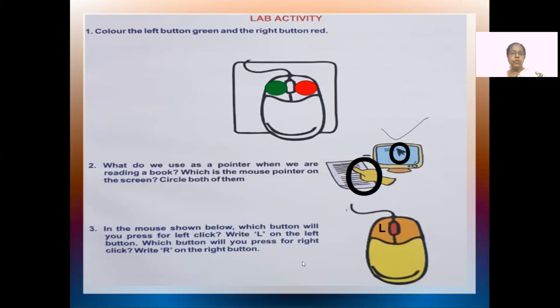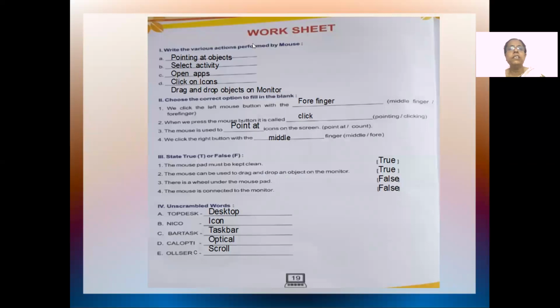In the mouse shown below, which button do you press for left click? Write L on the left button. Okay. Which button will you press for right click? Write R. Okay, I didn't put the R. This is L. And on the right side, please write R here. Left and right. Second sheet, you can see there's a worksheet given.